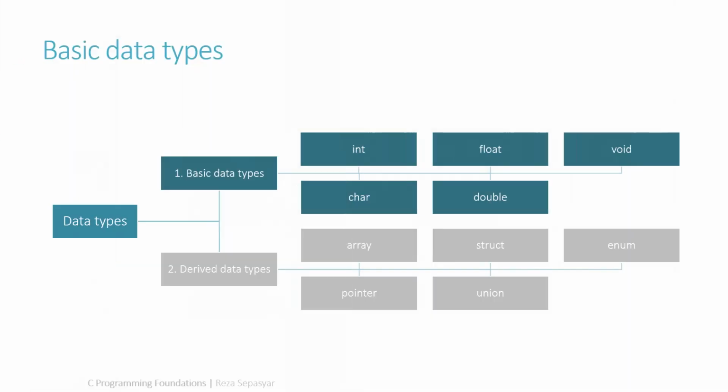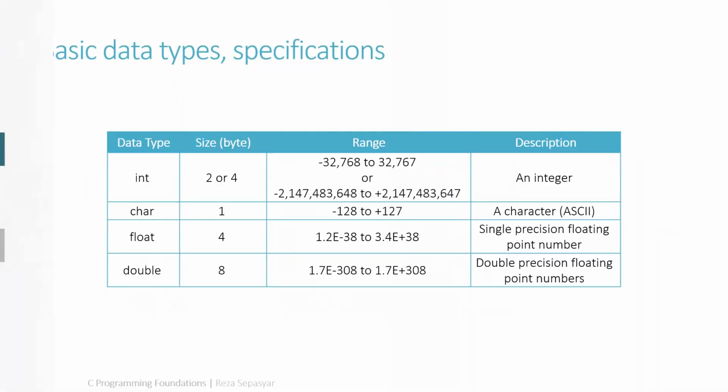Let's look into the basic data types. The size of data types in C can vary based on the system and compiler being used, but generally speaking, the sizes of data types are as follows. Int, typically 4 bytes, 32 bits on most modern systems. However, it could be 2 or 4 bytes depending on the system. Char, usually 1 byte. This size allows it to represent characters from the ASCII character set. Float, typically 4 bytes representing single precision floating point numbers. Double, usually 8 bytes representing double precision floating point numbers.